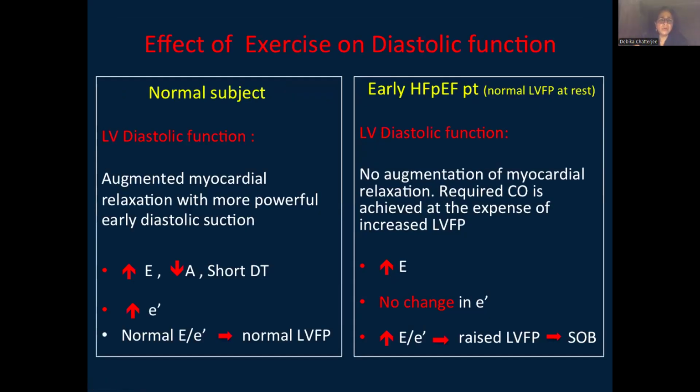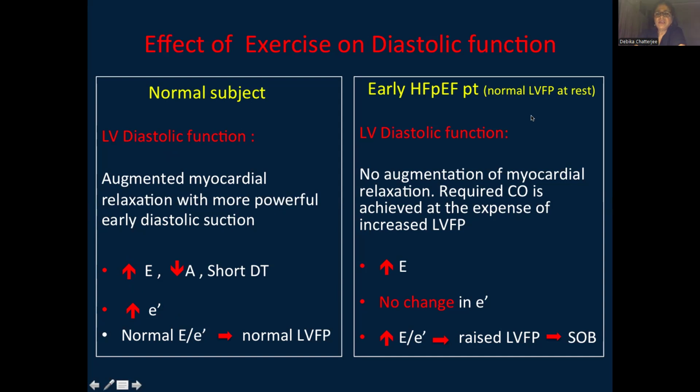Why does this happen? Because if you look at the effect of exercise on diastolic function of the LV, in a normal subject the LV diastolic function is augmented. The myocardial relaxation becomes augmented with exercise, with more powerful early diastolic suction, as a result of which the E wave becomes taller. So also the E prime, because myocardial relaxation is augmented.